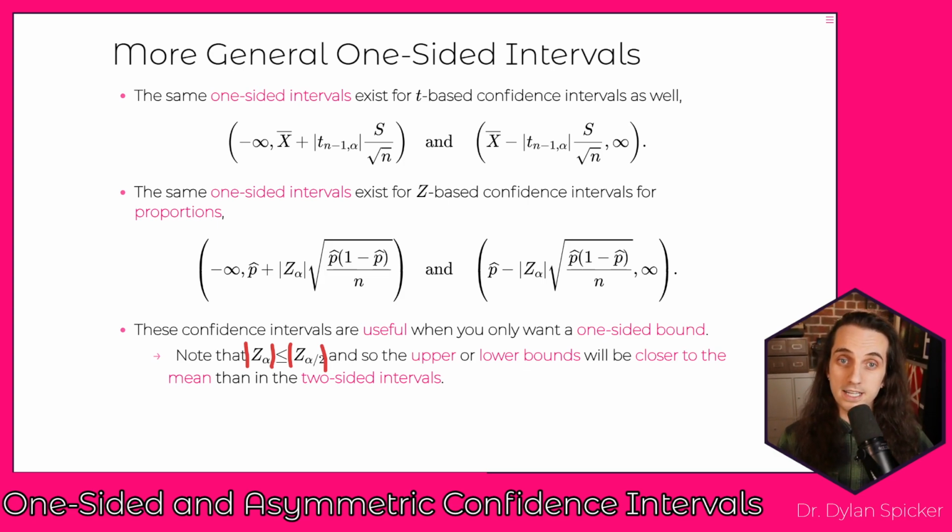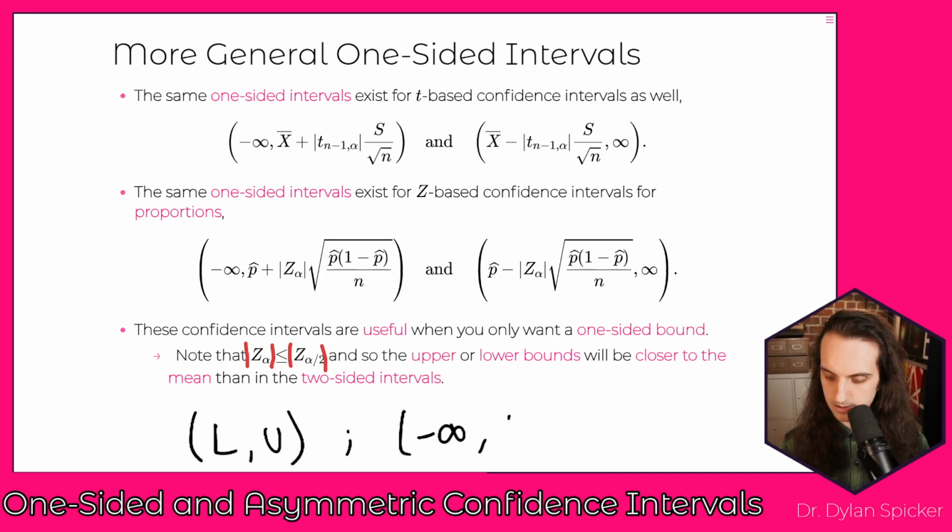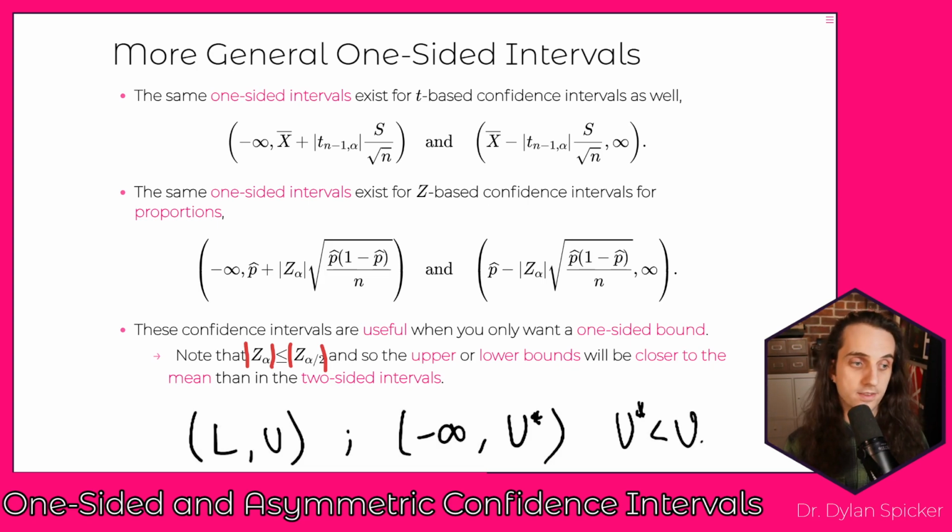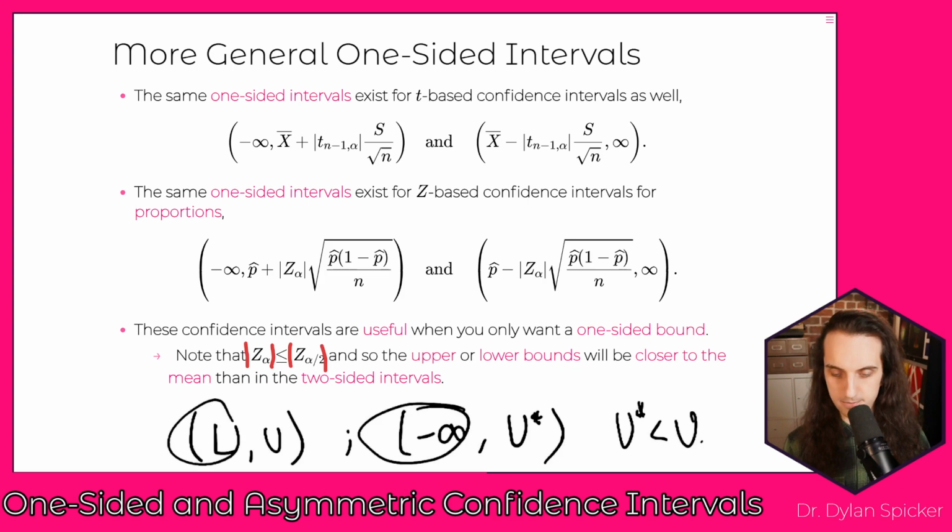In other words, if you're thinking about it, we have one interval that's computed based on the lower bound and then the upper bound, right? So this is interval number 1 here. And then in interval number 2, we go from negative infinity up to, say, u star here, right? Then if we think about this, u star is going to be less than u. Okay, and that's because Z alpha is less than Z alpha over 2. So in a way, this is going to give us a tighter upper bound. It's going to give us an upper bound that's even less. And the sacrifice that we pay is that negative infinity is going to be a lot lower than L, right?